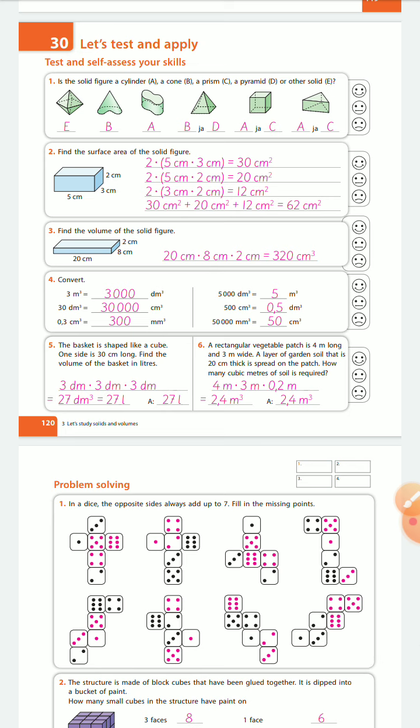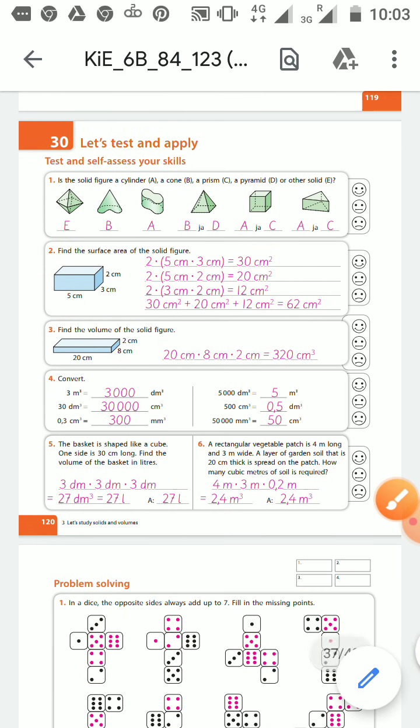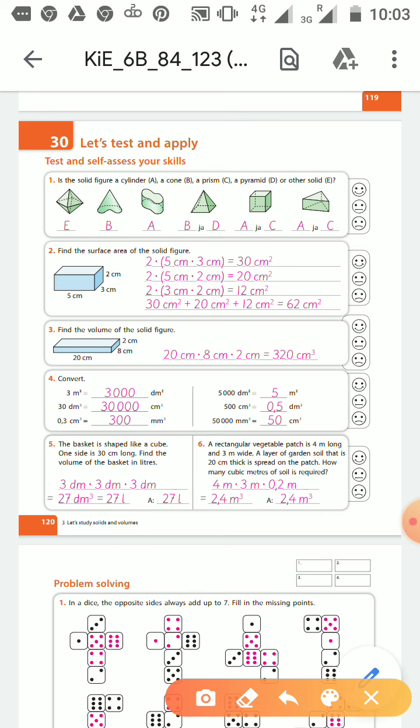So if we look at question 1, first of all, you've got these 3 types of solid. And I'll just move it down so you can see it okay. You've got to label them as a cylinder, cone, prism, pyramid, or other solid. So we've got E here as another solid. It doesn't really meet any of them. B is a cone because it's got a pointy bit at the top. You've got A here, which is a cylinder, a rounded base.